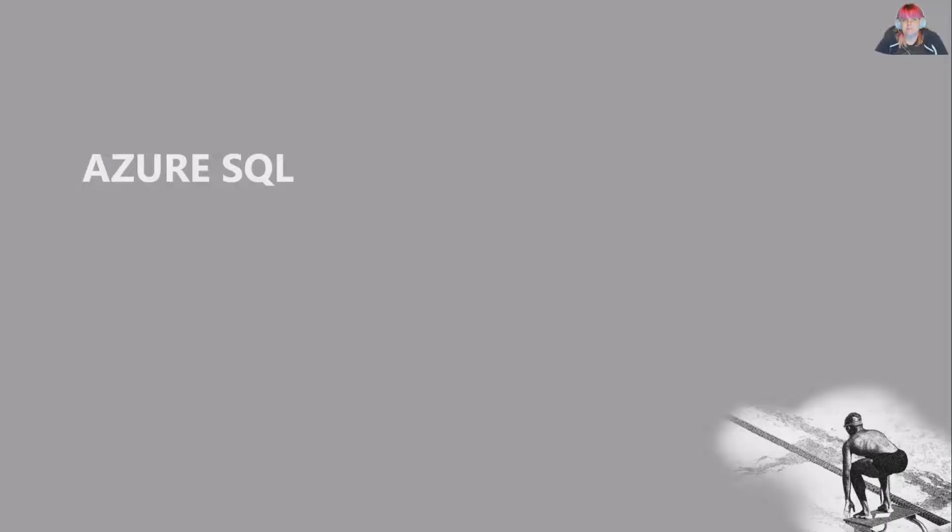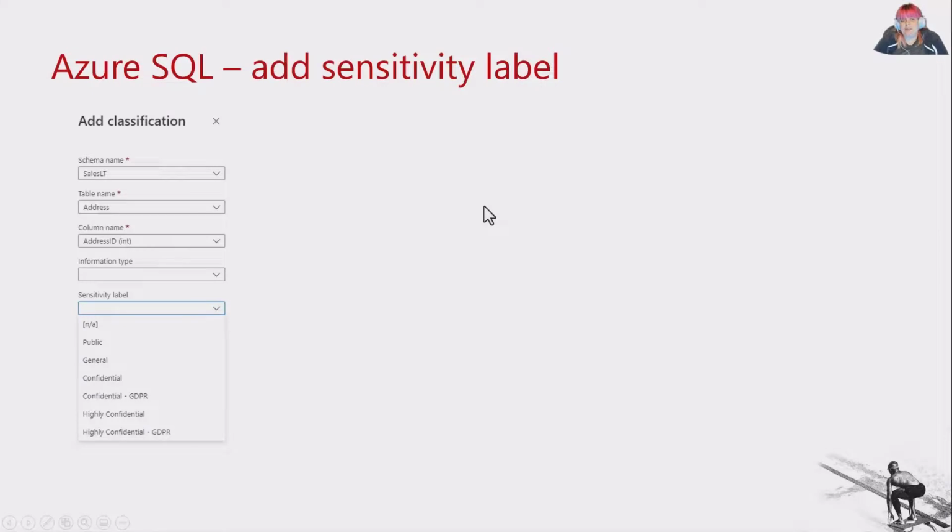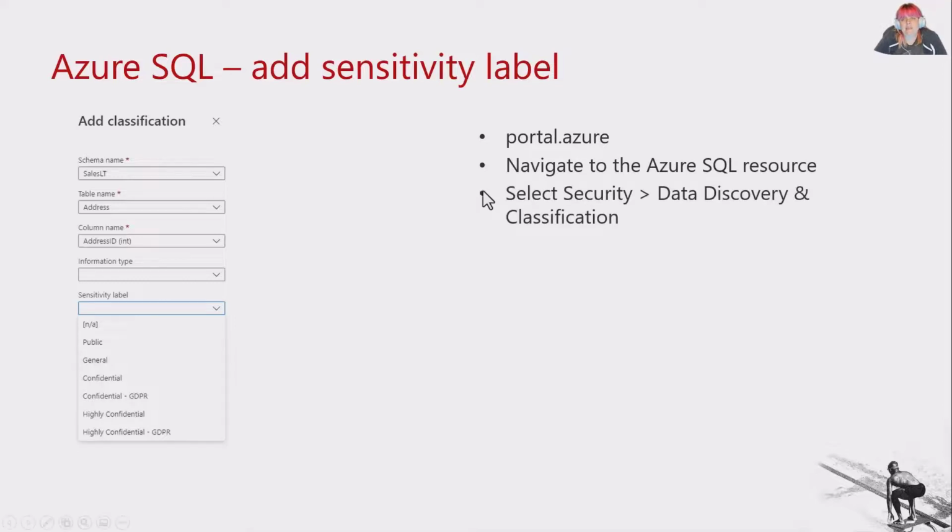Next, we're going to look at Azure SQL. Azure SQL does also have the ability to have sensitivity labels. They deem it under the classification functionality. Within the Azure portal, if you're looking at an Azure SQL resource, and then inside the Security, Data Discovery and Classification space, you'll notice that you can select a classification and add a classification. When you are adding, you get the ability to add it at the column level within an Azure SQL resource. So I can select the schema, the table and the column, and then what label has been applied.